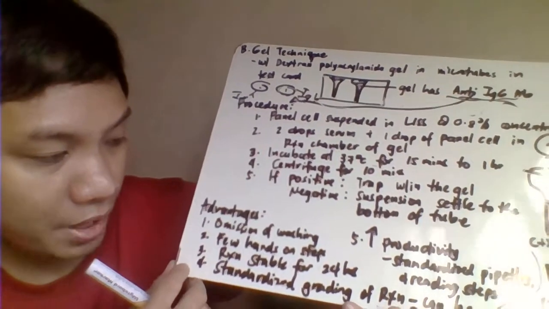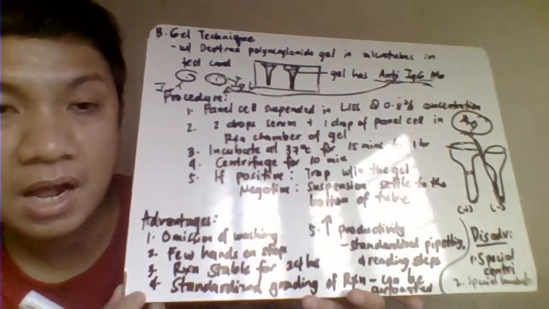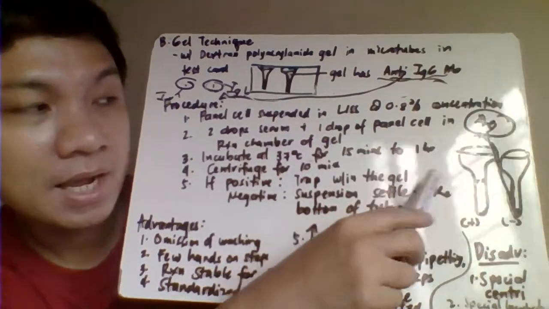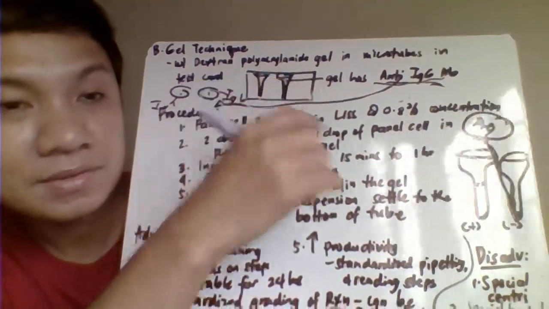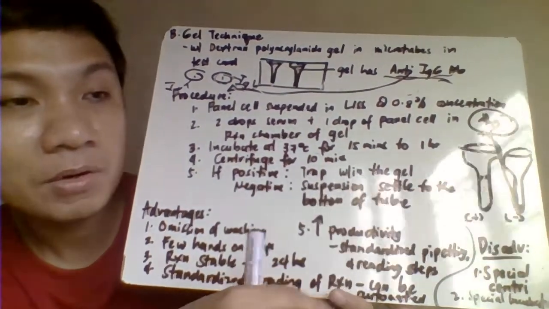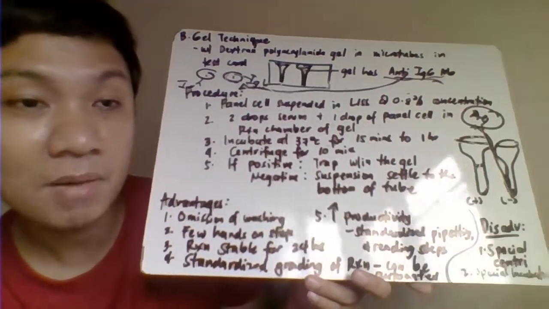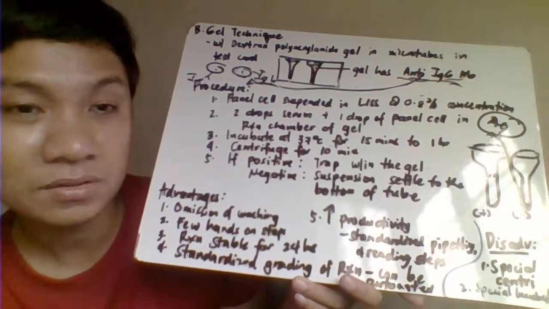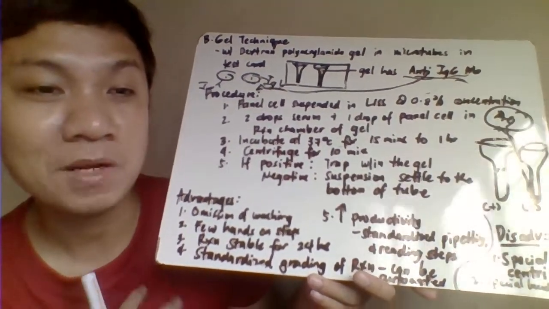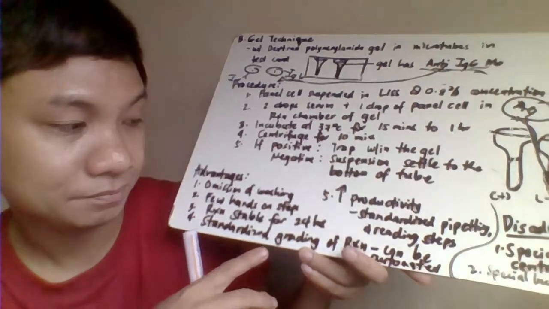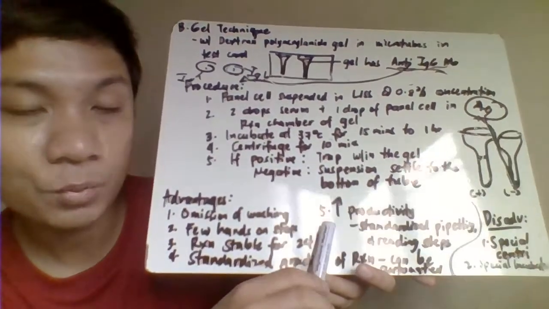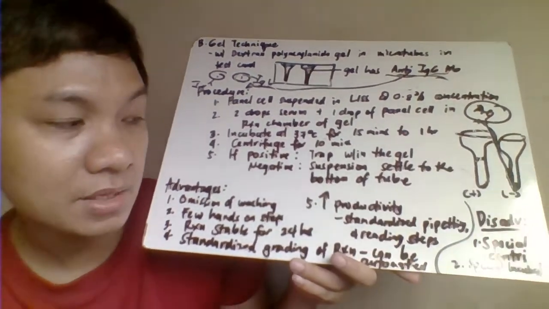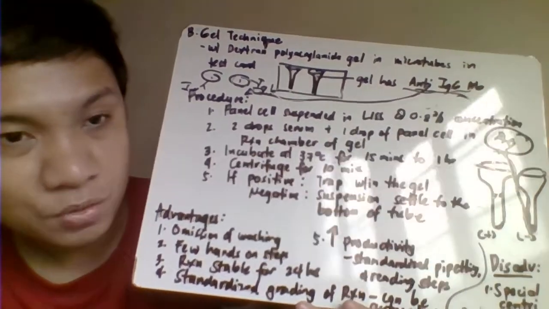And number 4, we have your standardized grading of the reactions. The good thing about your gel technology, pwede siya, ilagay mo ito sa automated instrument, and the instrument is going to read the reaction. Pwede siya ma-automate. Mas maganda kung machine, di ba, standardized ang reading natin. And that would eventually also increase productivity because of standardized grading, standardized pipetting procedure, and all.